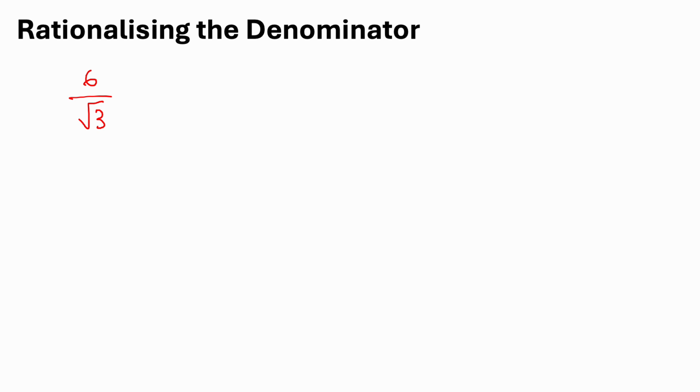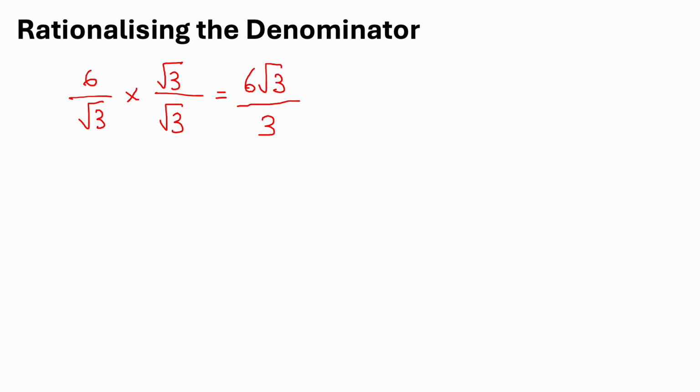So in order to rationalise the denominator by getting rid of the surd, what we need to do is times the top and the bottom by the surd itself. So we're going to times the top and the bottom by root 3. Root 3 times by itself will make 3, like that. And then 6 times by root 3 will make 6 root 3.